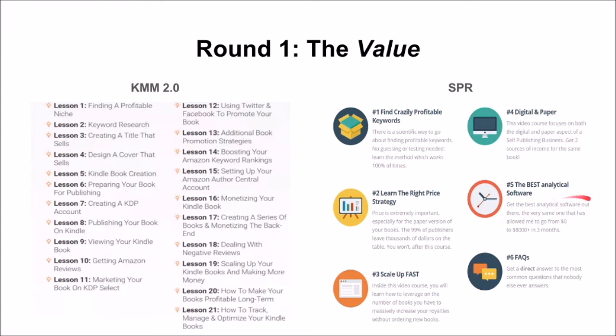Number 5, the best analytical software. So this is basically talking about Kindle Spy. And the last thing here is the FAQs. You get a direct answer to most common questions that nobody else answers.